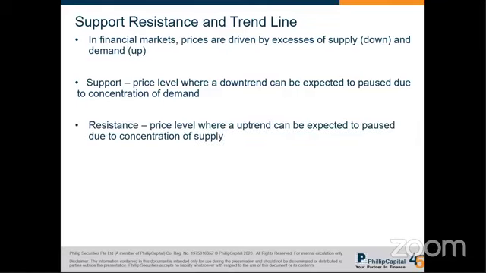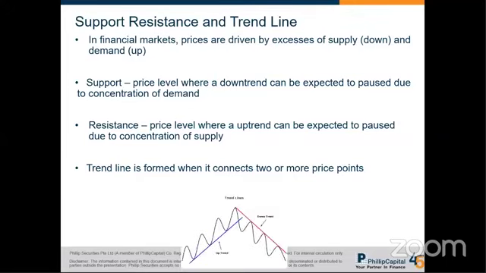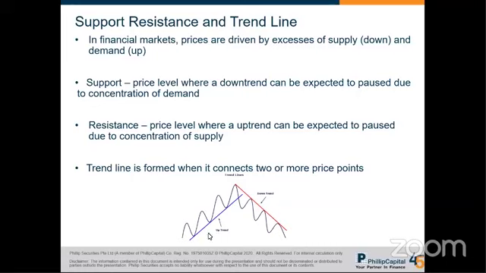Resistance: when price reaches the resistance, an upward trend can be expected to pause due to a concentration of supply. This means a lot of sellers are waiting to sell at that price, and this forms the resistance level. Other than support and resistance, which are horizontal lines, sometimes we also find a trend line, meaning an upward trend or downward trend. This is how a trend line looks, upward trend and downward trend.